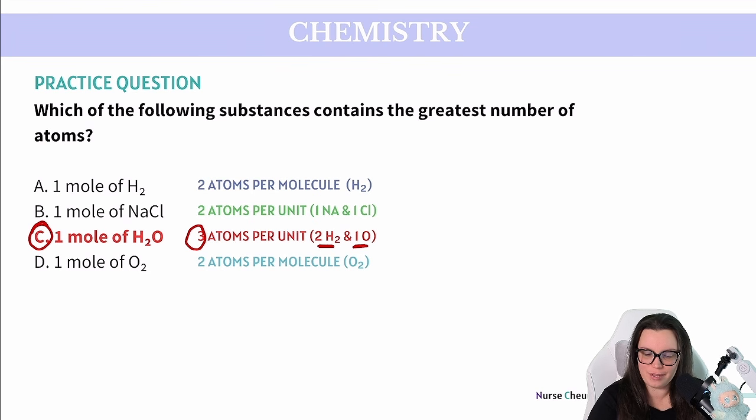Let's look at the other ones. So H2, we already know because it has a subscript of 2, we only have 2 atoms in that particular mole. So this would give us 2 atoms, which is less than 3, making that the incorrect answer.